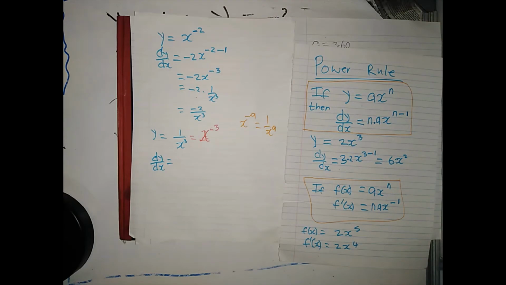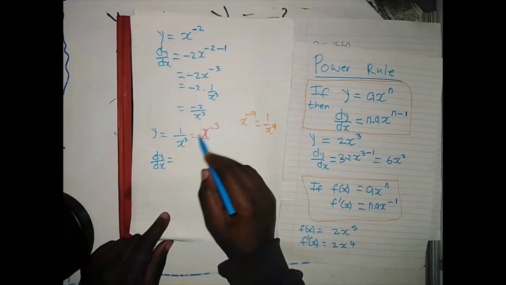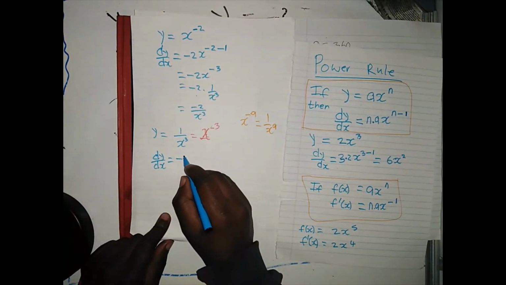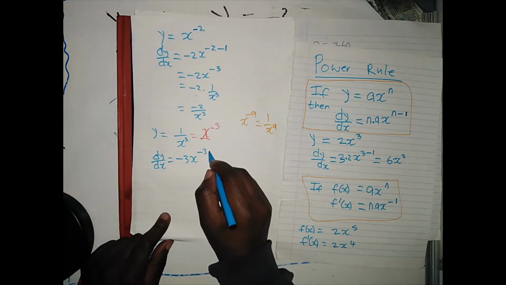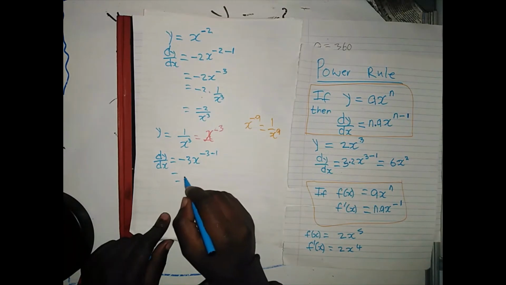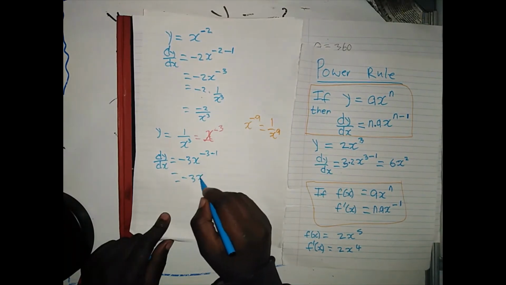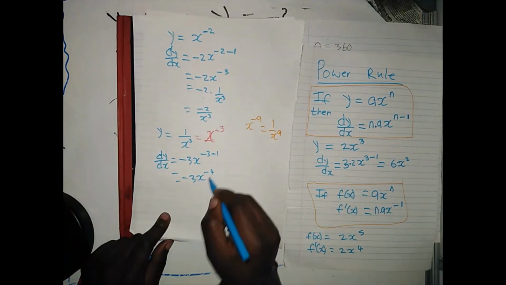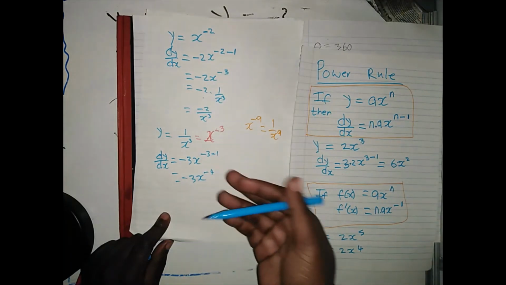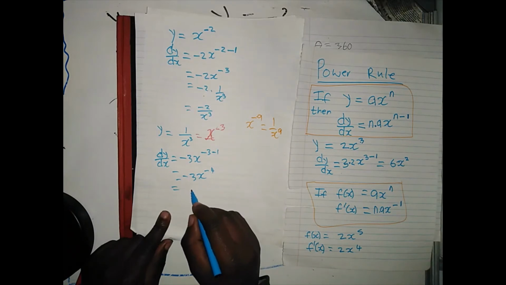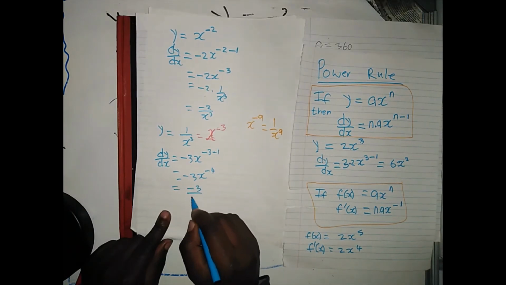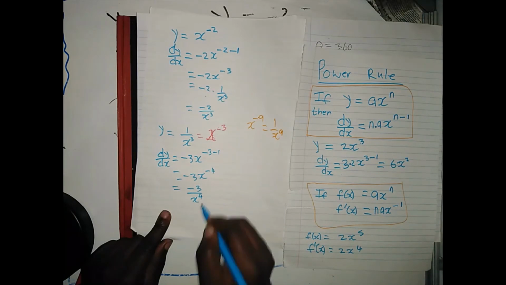So how do we then go forward with this? We say dy over dx, then we use the normal power rule, take this to this side, and we get minus 3x, and then minus 3 minus 1, which is going to be minus 3x to the power minus 4. And then obviously you know you have to put in a positive power, so I'm not going to do all the steps, you know how to do it. So it's going to be minus 3 over x to the power 4.